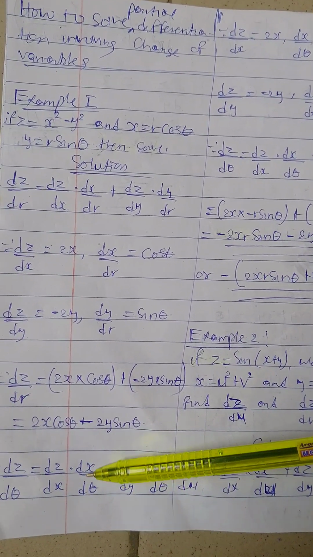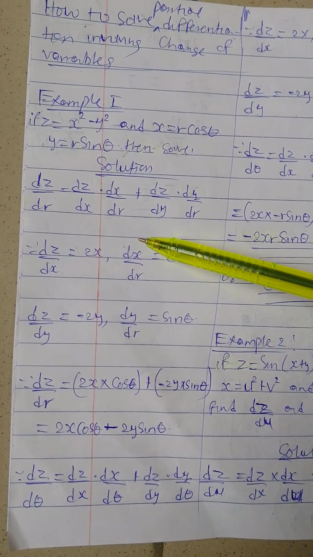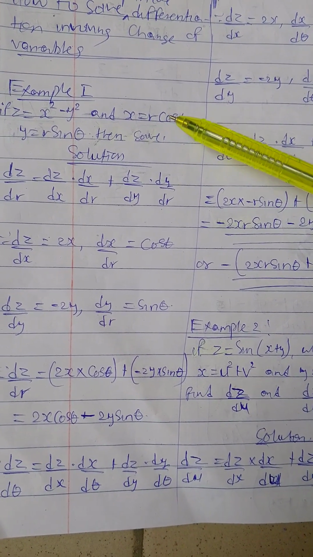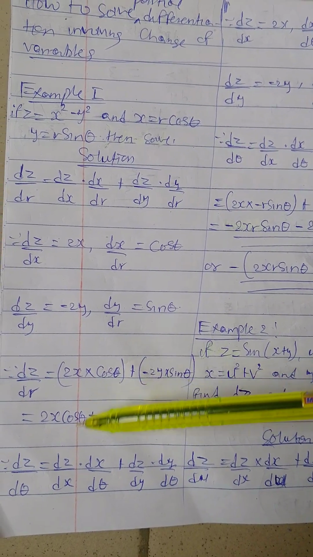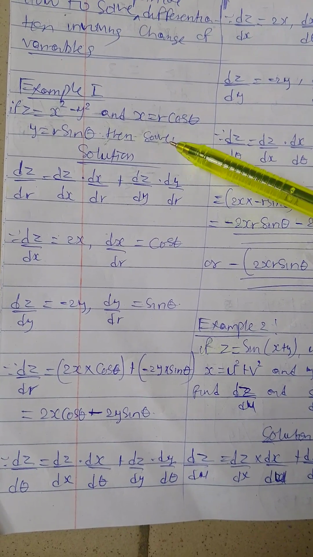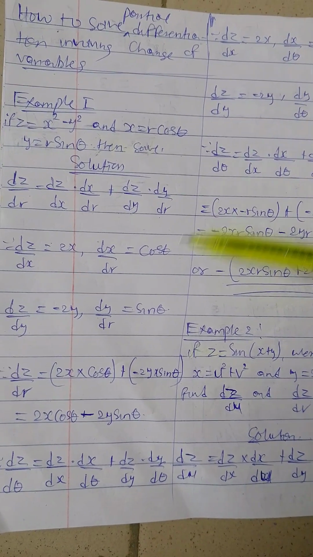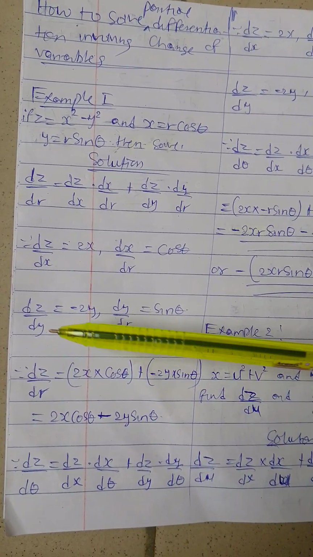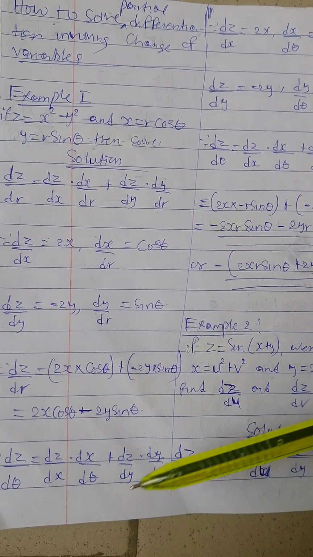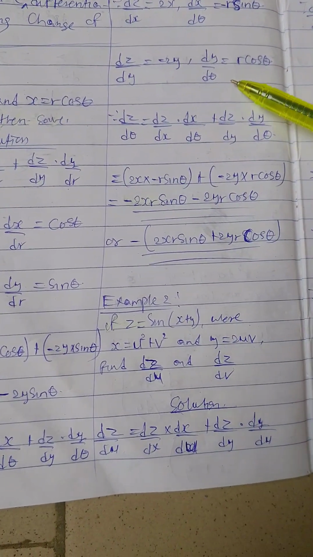And now what is dx over d theta? Under x, differentiate theta. You can see that theta, to be differentiated, is at the front from the right, so it's correct. If you differentiate cos theta, it is minus r sin theta. Now again, dz over dy is minus 2y. And dy over d theta: under y differentiate theta, that becomes r cos theta.